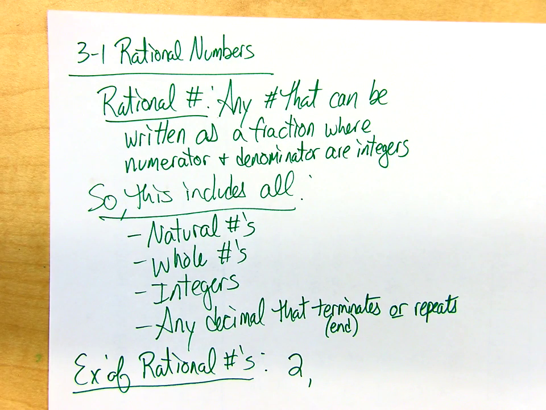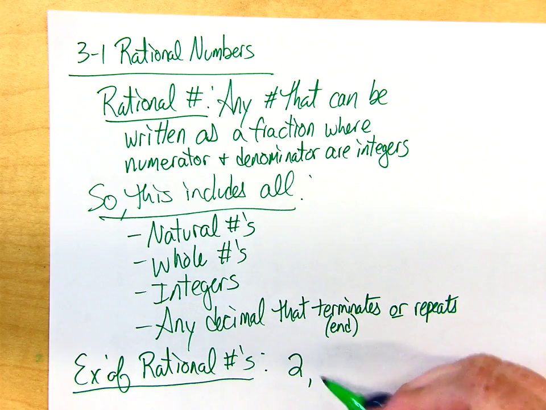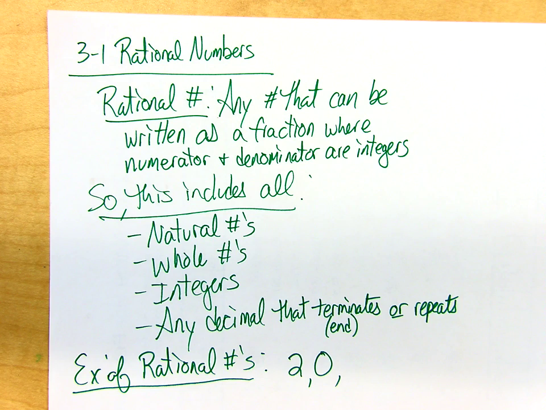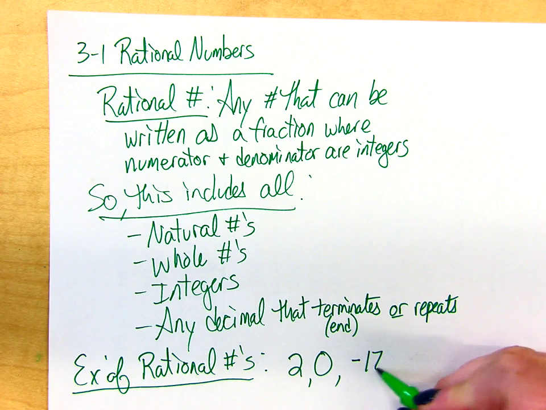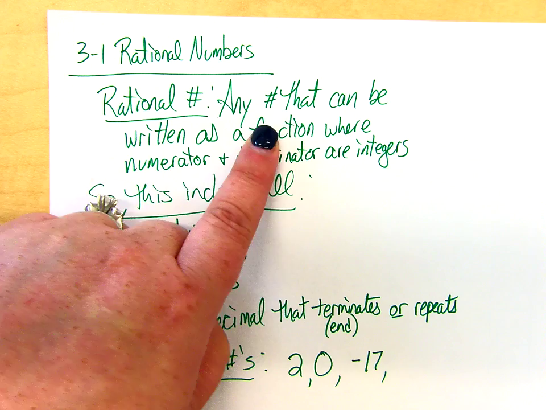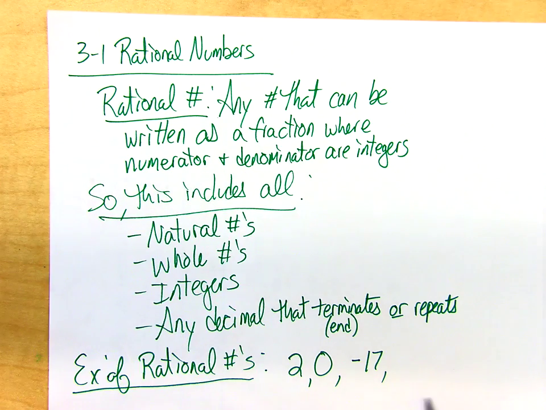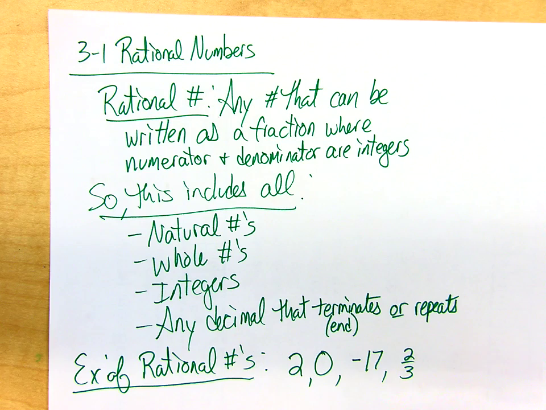Plain old 2 is a rational number. Is 0? Yeah, because it fits into one of these, so it's also a rational number. How about negative numbers? Are they in here? Yes, because they're part of integers. So something like negative 17. I said any decimal that terminates or repeats, but what about fractions? Yes, look back at the original definition. Any number that can be written as a fraction. So if I had something like 2/3, that's a rational number.